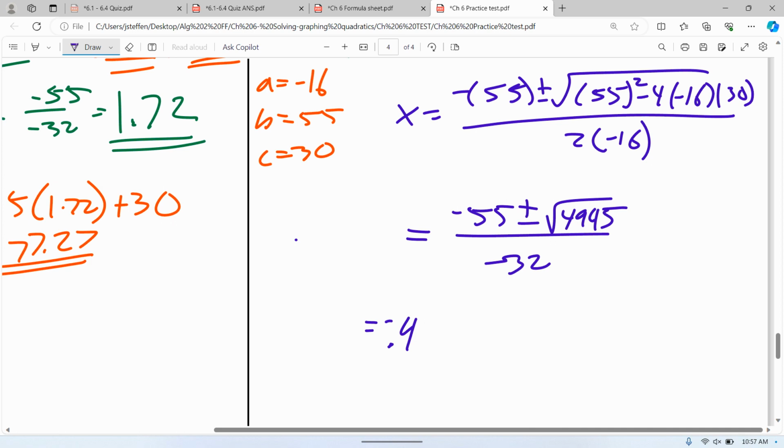And same thing, -55 minus the root of 4945, and then divide that by -32. Now again, if you just put it all in your calculator like this with the fraction button, you could do that. If your calculator doesn't have a fraction button, that's when you have to make sure you do the order correctly. So I do the top part, hit enter, and then divide it. That gives the answer, but it can't be the negative answer, so it's got to be 3.92 seconds.